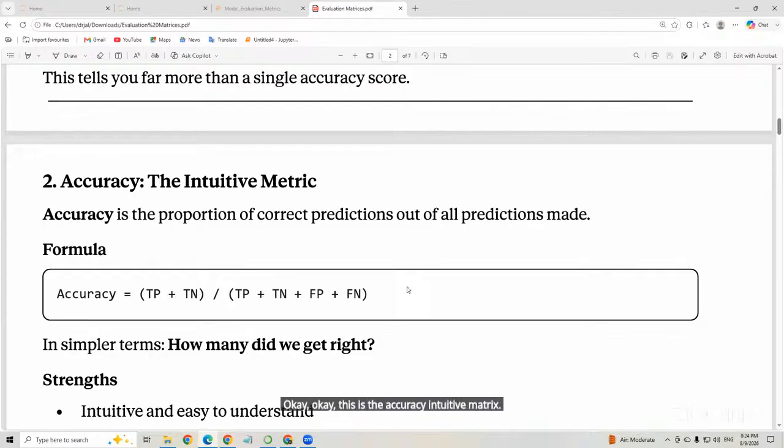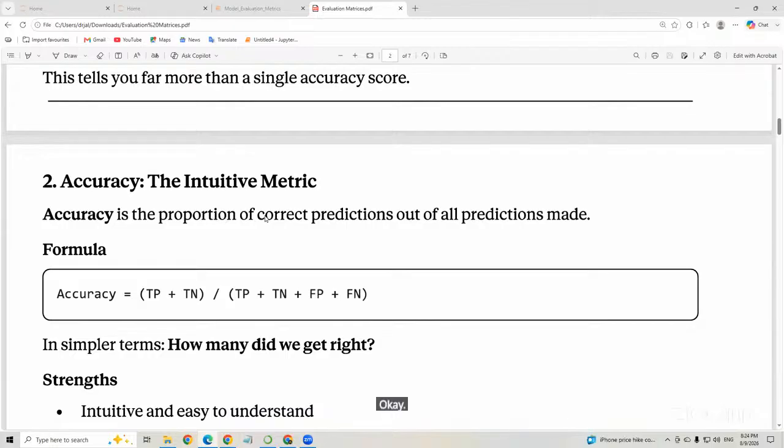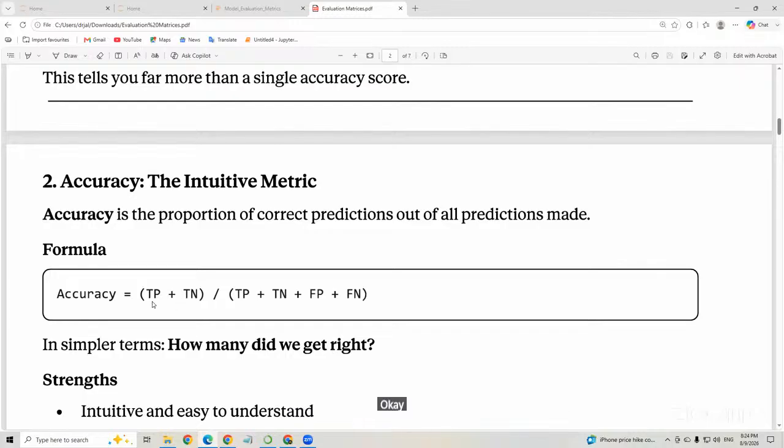So accuracy is the proportion of correct predictions out of all predictions made. You can see here true positive, true negative. These are the correct predictions out of all predictions. These are all the predictions which have been made, but these are the true predictions, either true positive or true negative.